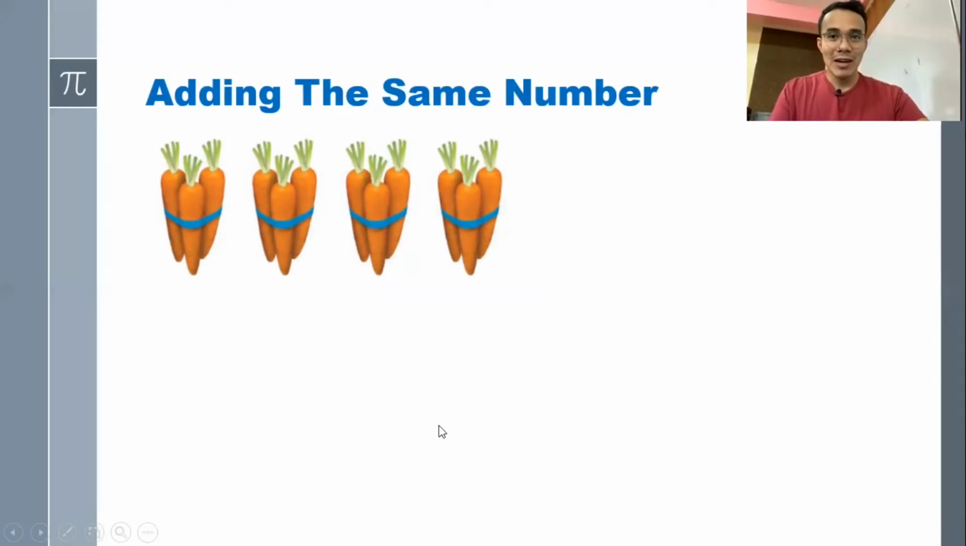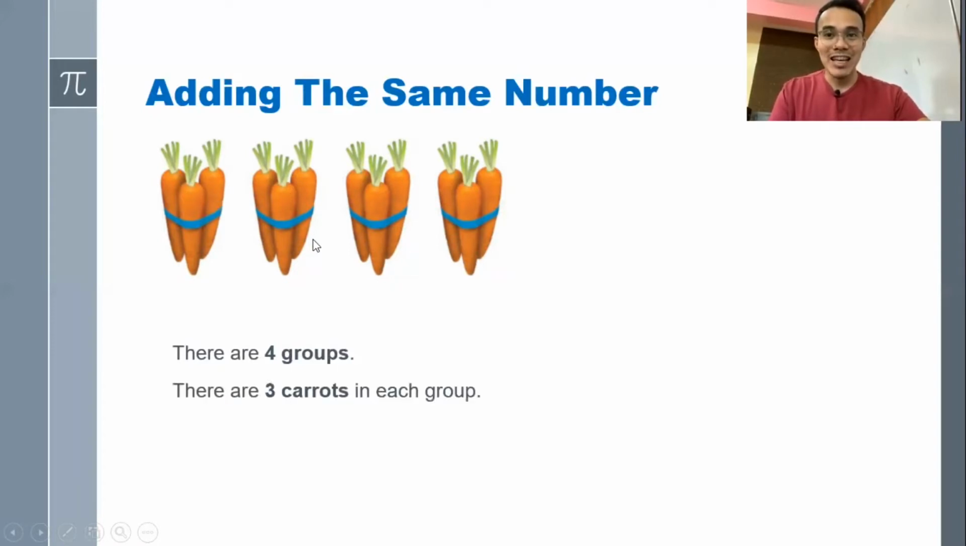Look at the carrots. How many groups are there? There are 4 groups. 1, 2, 3, 4 groups. How many carrots are there in one group? There are 1, 2, 3. There are 3 carrots in each group. Are there the same number of carrots in every group? What do you think? The answer is yes. Every group has 3 carrots. Again, there are 4 groups and there are 3 carrots in each group.